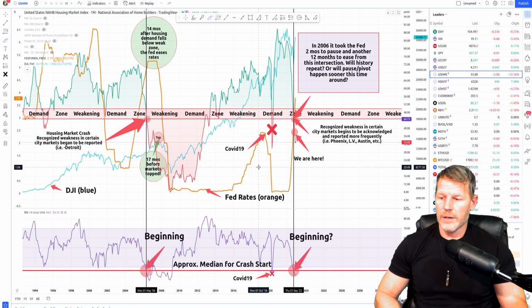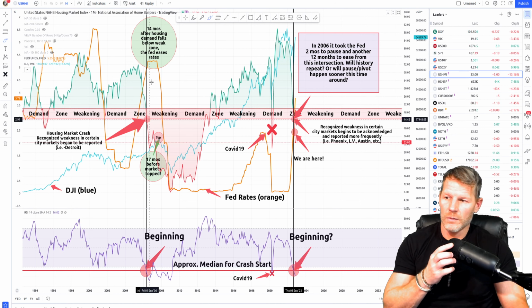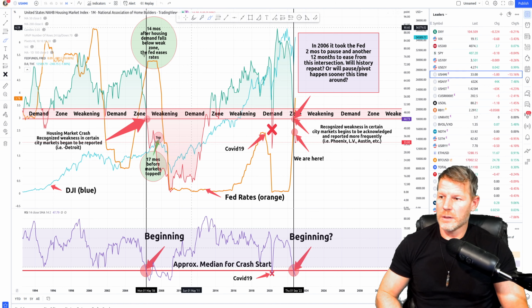Now, the Fed should be, and I would say already is, aware of this. What did the Fed do last time they were aware of this weakness in the housing market? Well, it wasn't a full 2 months after we had crossed down and below this weakening demand zone that the Fed actually paused interest rates right here. That's a full 2 months after we crossed below that threshold. So if the same thing occurs present day, this threshold was drawn in September, and we have October and November.